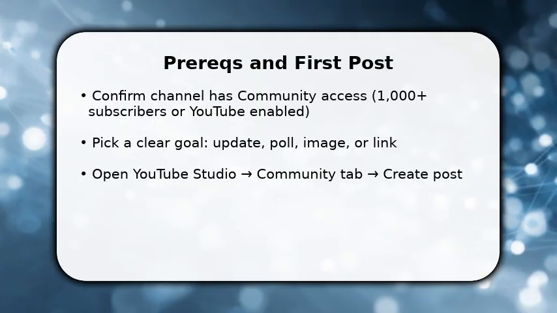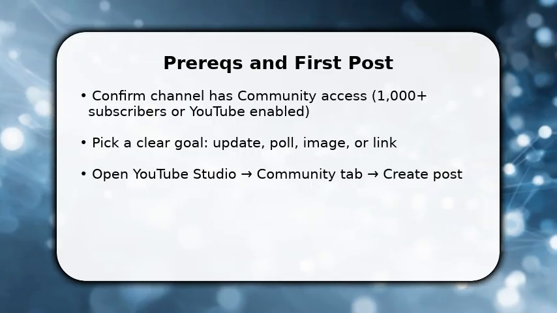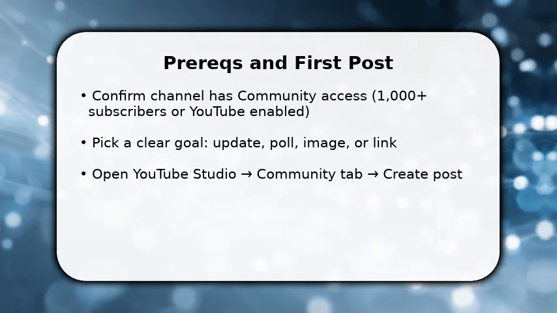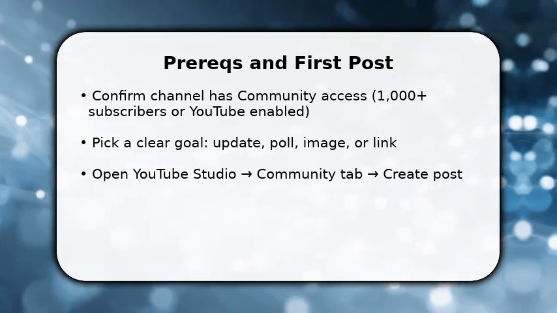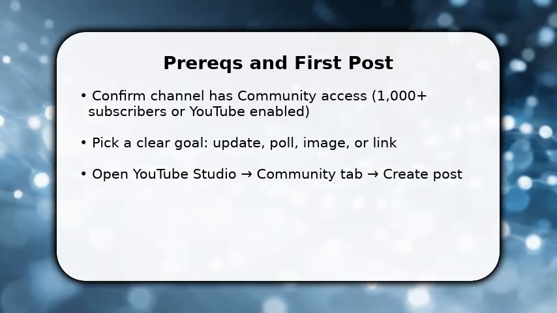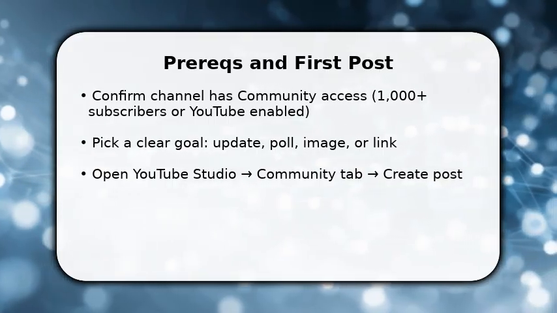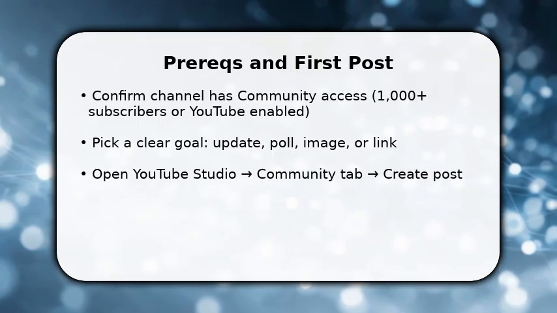You have the essentials, now make your first post. Start in YouTube Studio and open the Community tab. Choose post type, text, image, poll, or link, and draft a concise prompt that matches your goal. Explain why this matters. A focused post boosts engagement and signals content direction to viewers.